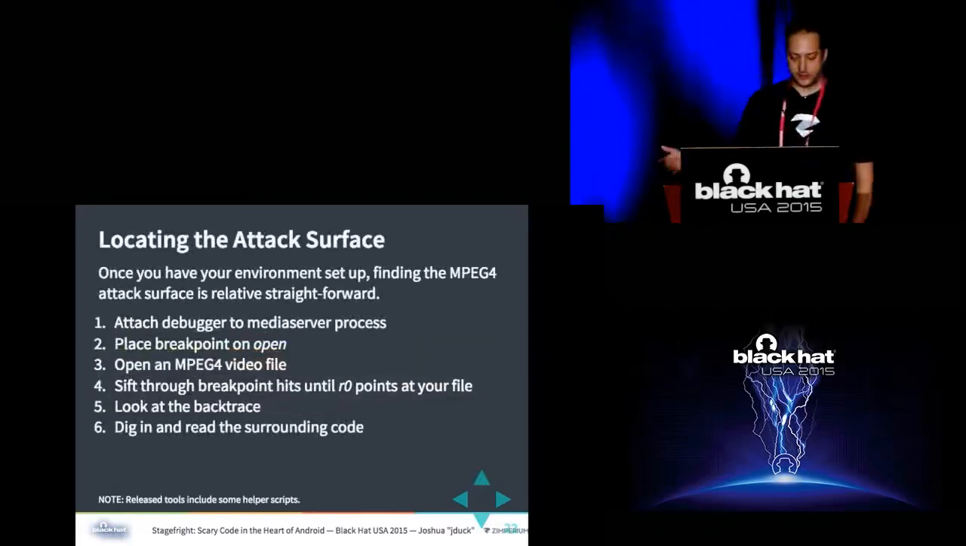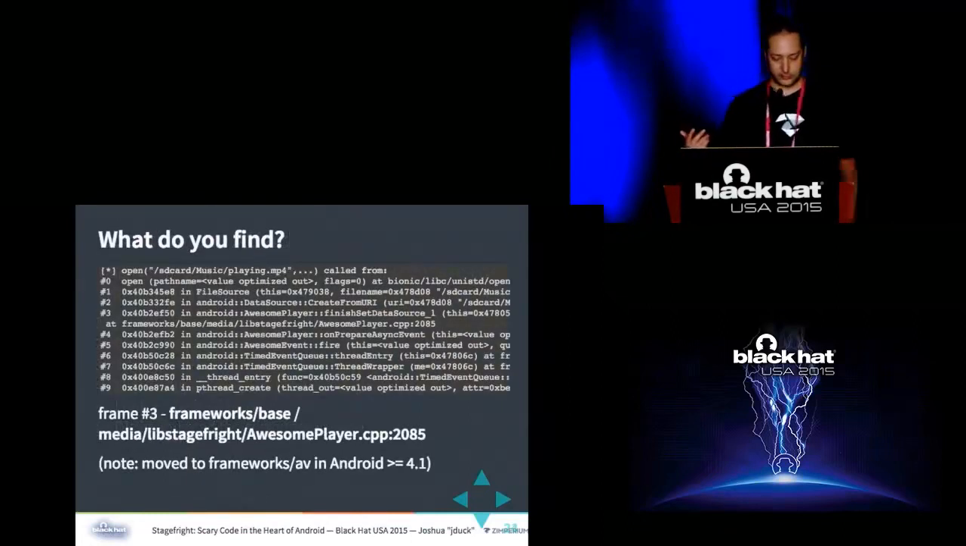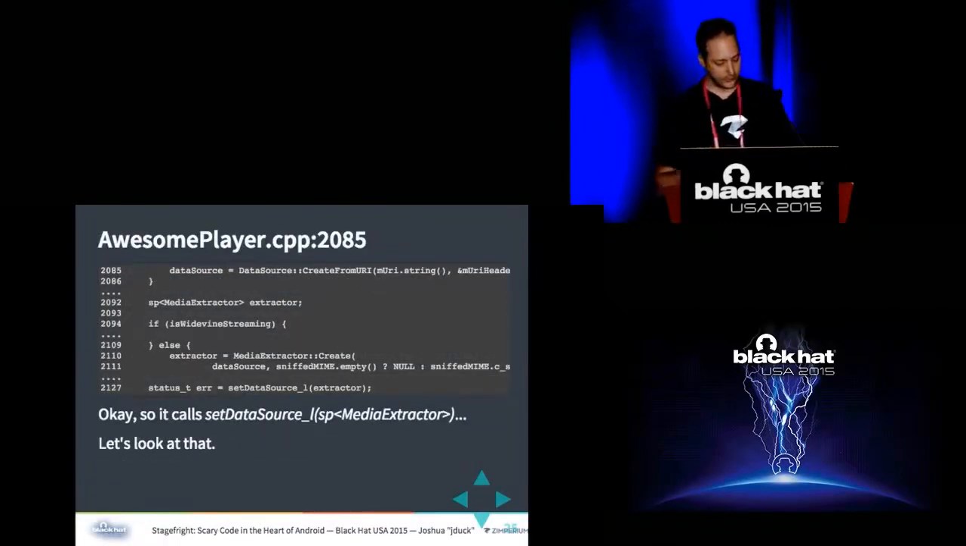So, locating the attack surface. This is how I figured out where the code was and what was going on, right? I just started up the video player to play a video with the debugger attached, and I looked at the backtrace to see where things were, what the functions were, what's important here. And you can see here all the different functions. So when I did that, I looked even closer at each function, and then I started to see where it was calling into things.